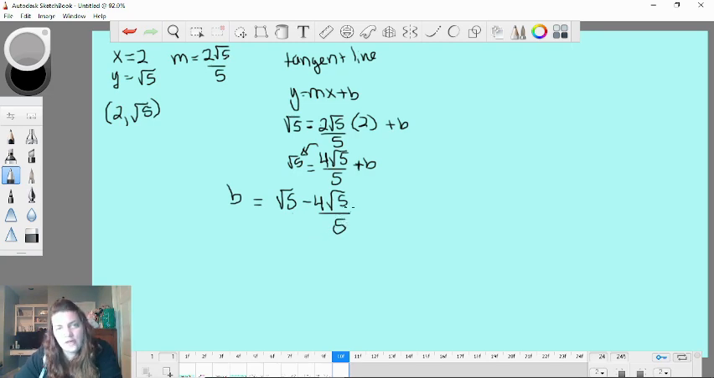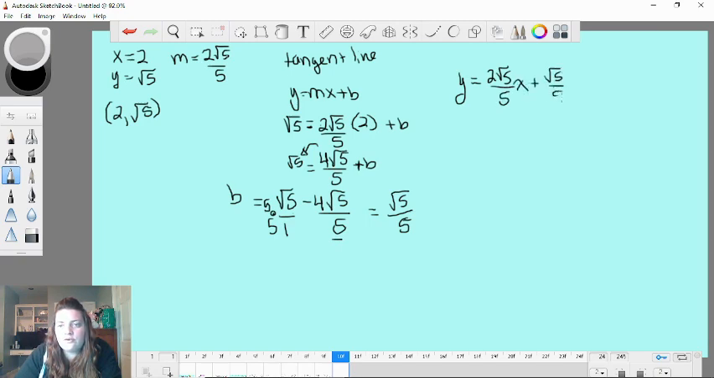With fractions, you have to find a common denominator. Our common denominator in this case would be 5. In order to get the square root of 5 over 1 with 5 on the bottom, you need to multiply it by 5 over 5. So you'll have 5 square root of 5 over 5 minus 4 square root of 5 over 5, leaving you with just the square root of 5 over 5. Because you'll just have 5 minus 4, which is 1. So our formula for our tangent line at x equals 2 is 2 root 5 over 5 x plus square root of 5 over 5. So there is our equation.